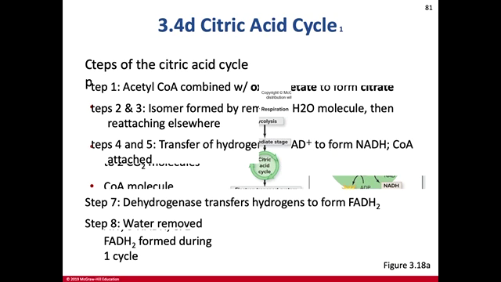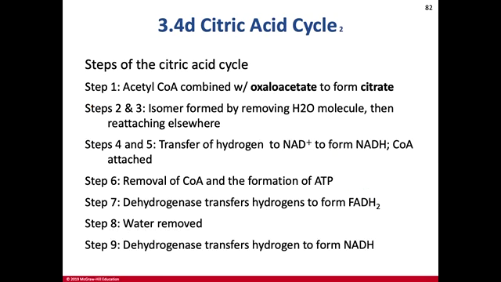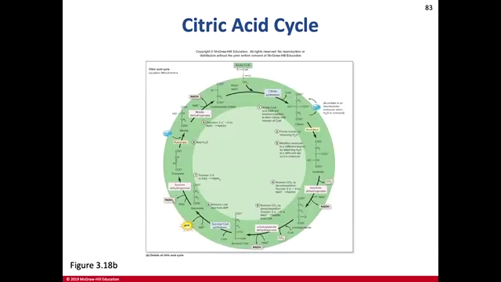So those are the steps, right? Acetyl-CoA combines with oxaloacetate to form citric acid. We isomerize that. We transfer hydrogen to NAD to form NADH, and we generate a CoA. We remove the CoA and form ATP. Dehydrogenase transfers hydrogens to FAD to form FADH2. We take a water off, and the dehydrogenase transfers hydrogen to form NAD. Those are the individual steps, right?